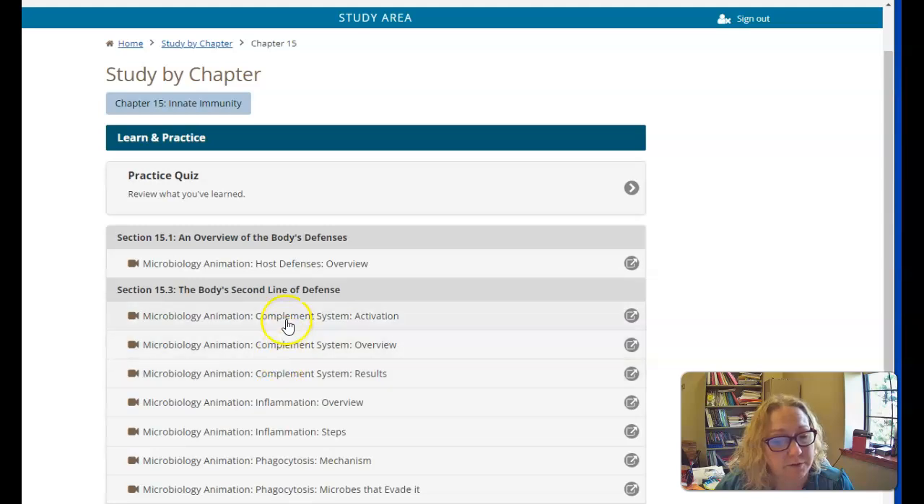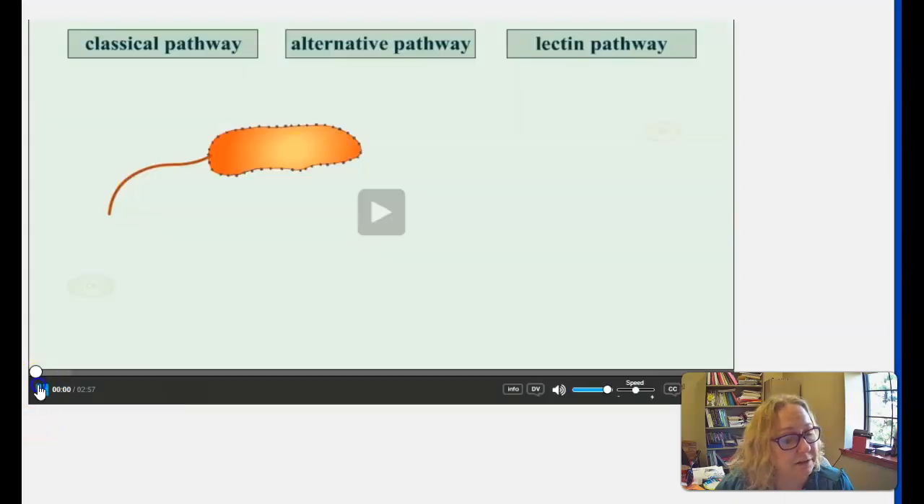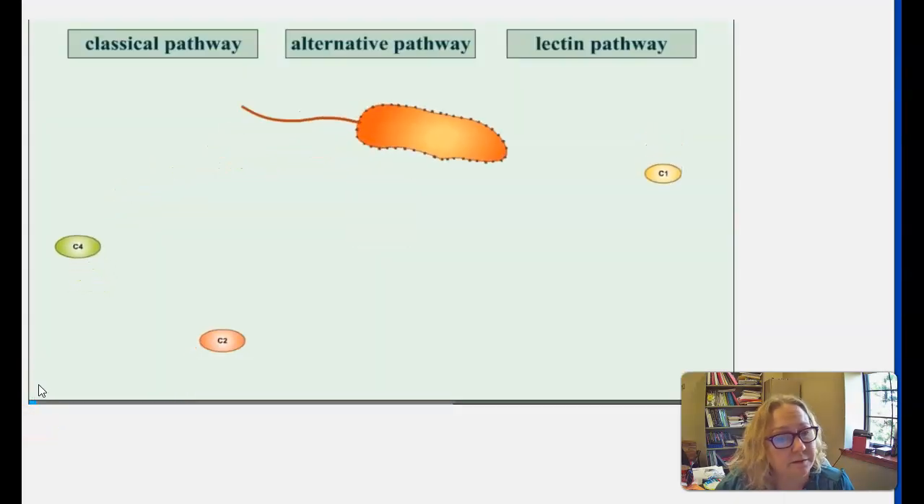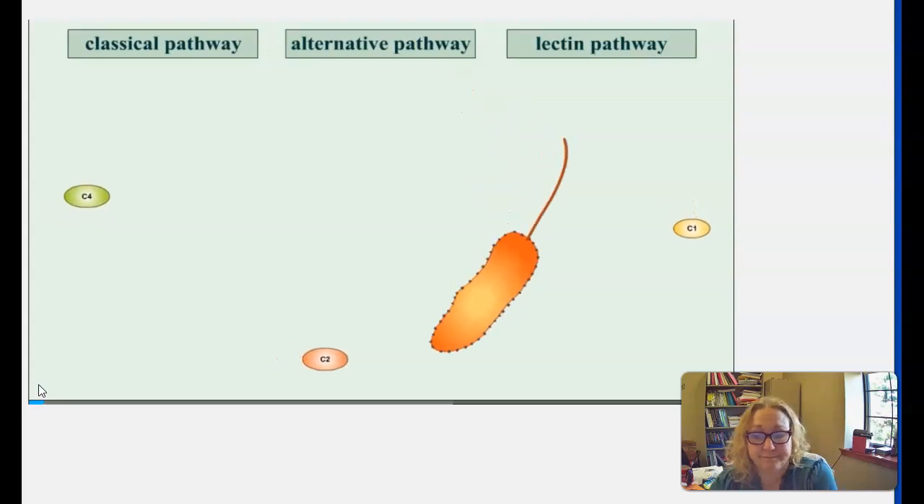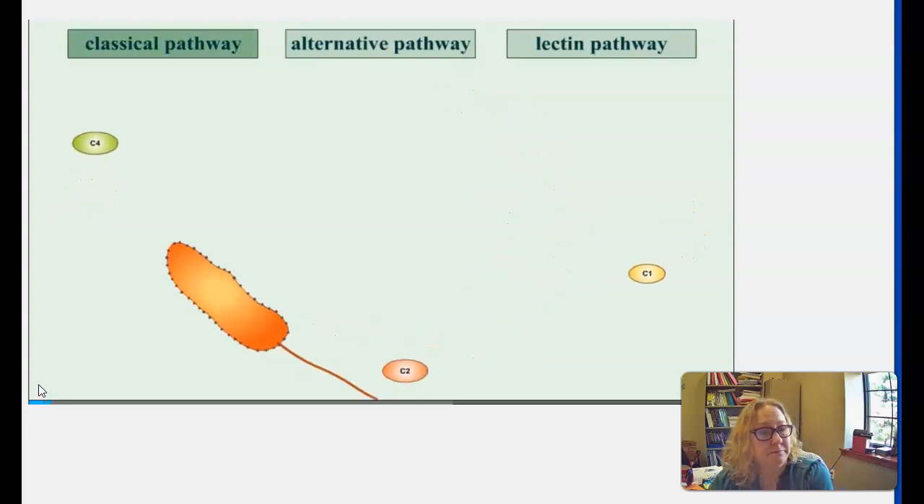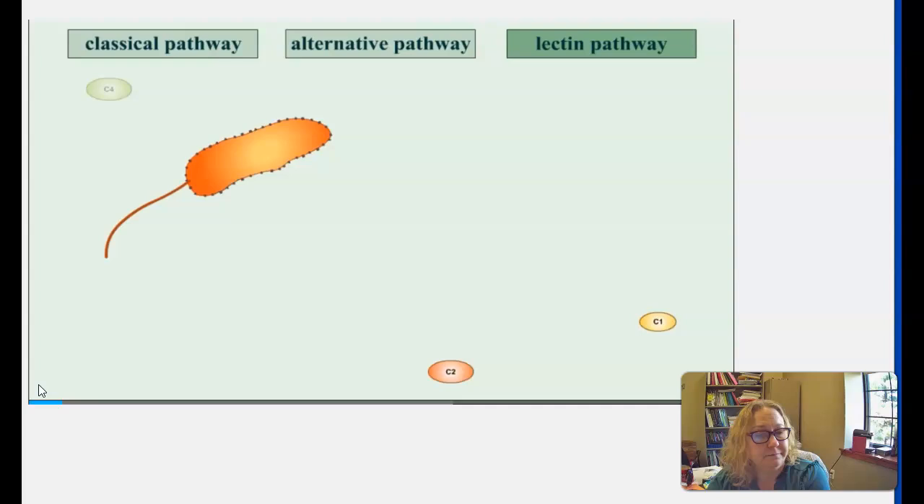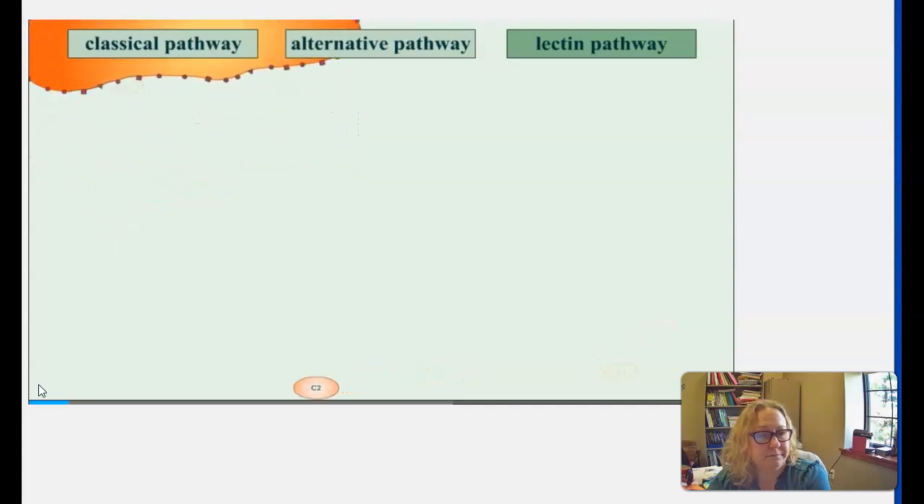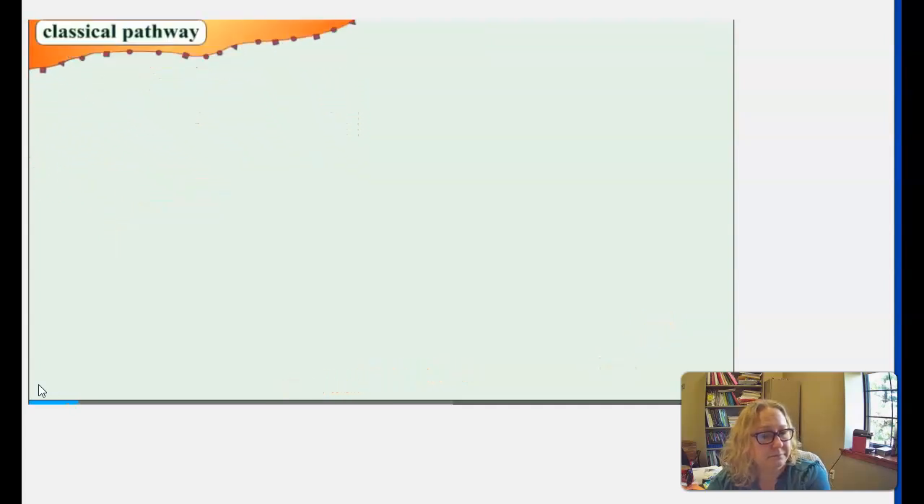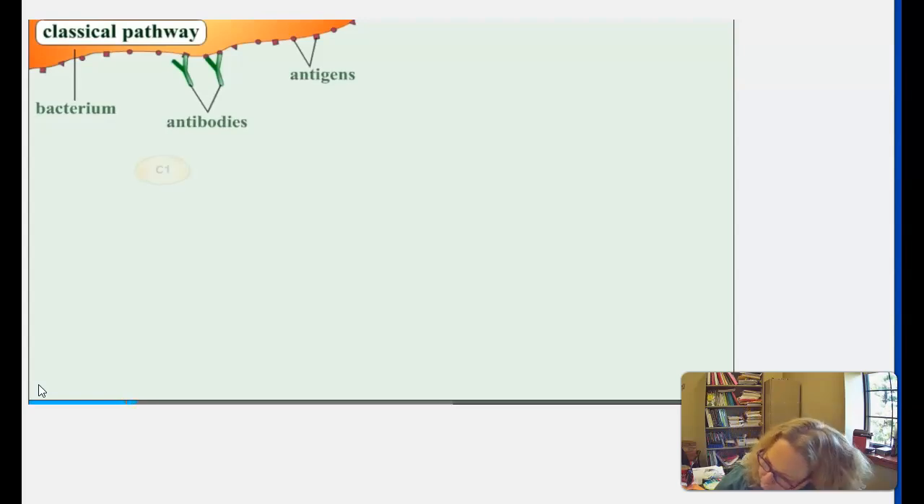Let's talk about activation. Complement can be activated through 3 different pathways: the classical pathway, the alternative pathway, and the lectin pathway. The classical pathway was the first activation pathway of the complement system to be discovered. It begins when a pair of antibodies attach to antigens, such as proteins or a large polysaccharide on the surface of a bacterium.